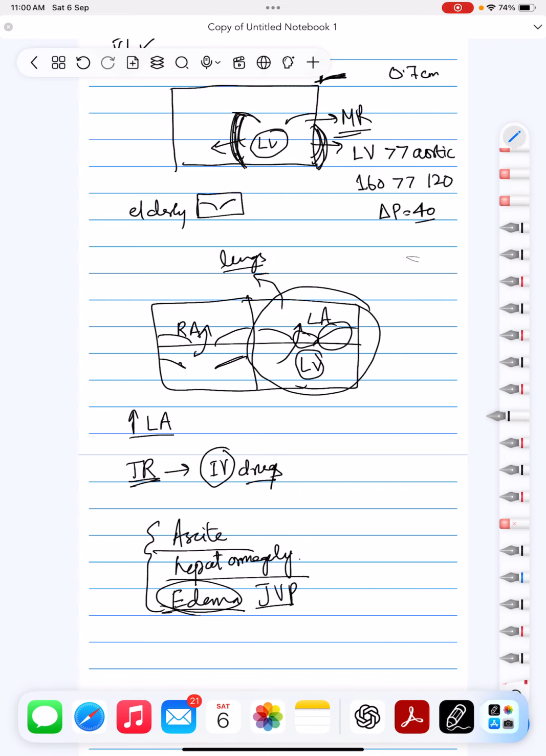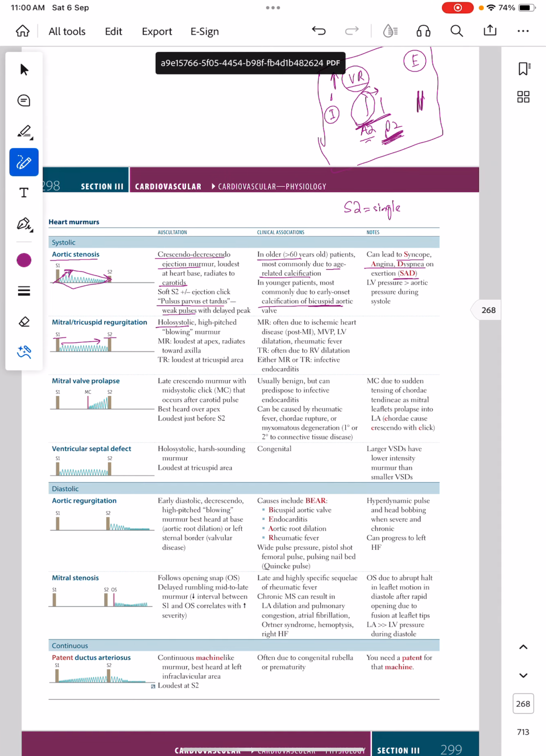So let's discuss it here. It produces a holosystolic murmur. It means it is throughout the systole. It is a high-pitched blowing murmur, and it is loudest at the apex. It radiates towards the axilla. You have to remember this, that the murmur of the mitral regurg radiates towards the axilla. It is a very important point. The tricuspid murmur is loudest at the tricuspid area. Only the mitral regurg radiates towards the axilla.